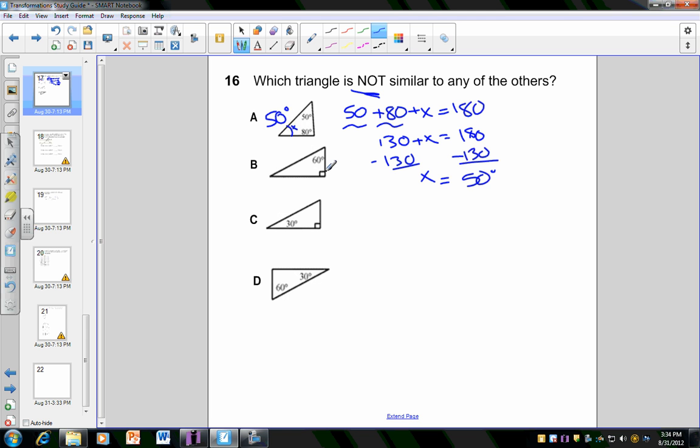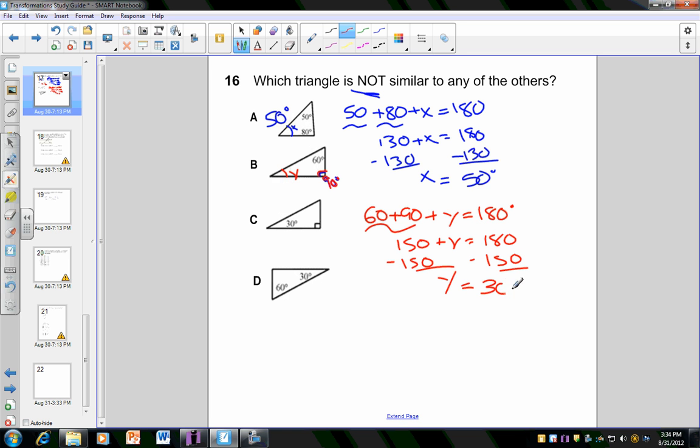All right, letter B. Remember, once again, this little box symbol means 90 degrees, so don't forget that. I'll do it in red. The box means it's a right angle. 60 plus 90 plus y equals 180 degrees. 60 plus 90 gives me 150, plus y equals 180. Subtract 150, subtract 150, and I get y equals 30 degrees. So this one is a 30, 60, 90 triangle. Obviously these two are not similar to each other.